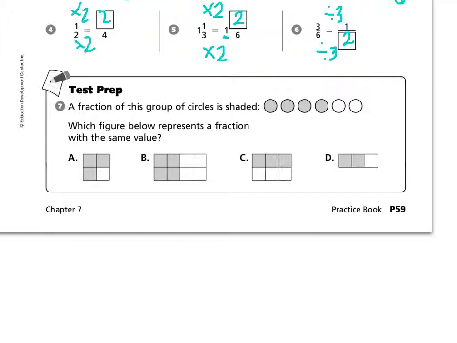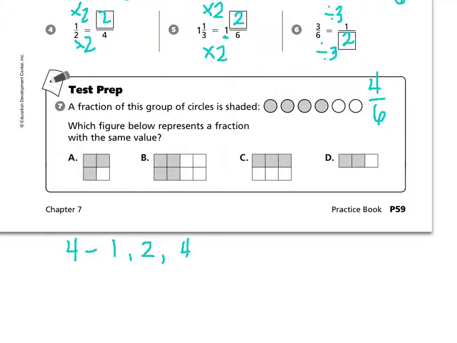For the test prep, a fraction of this group of circles is shaded. Which figure below represents a fraction with the same value? So let's figure out what the value is. I have 4 out of 6 shaded. Now I can reduce that number by finding the greatest common factor. And I know that common factors for 4 would be 1 and 4, and then 2 times 2.